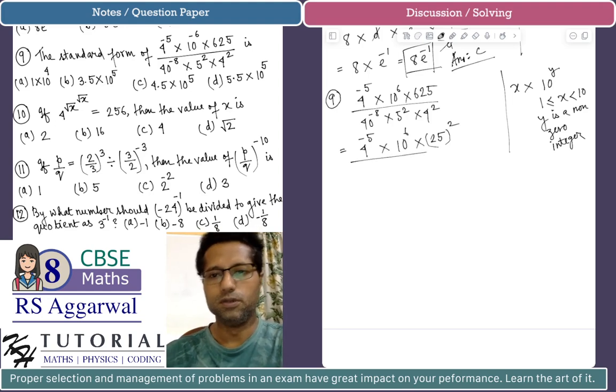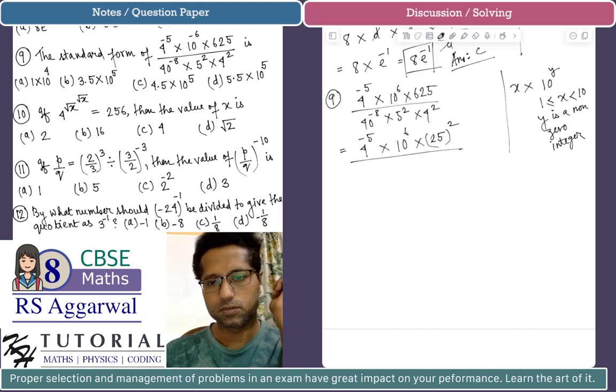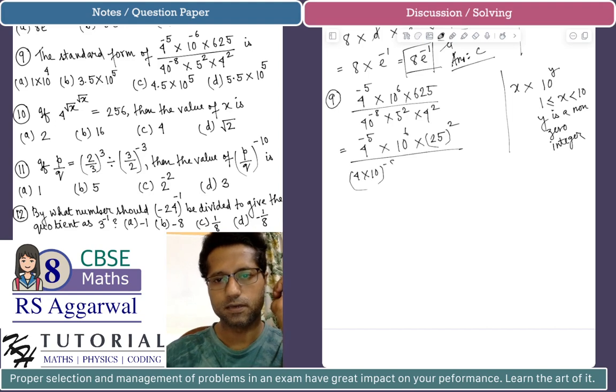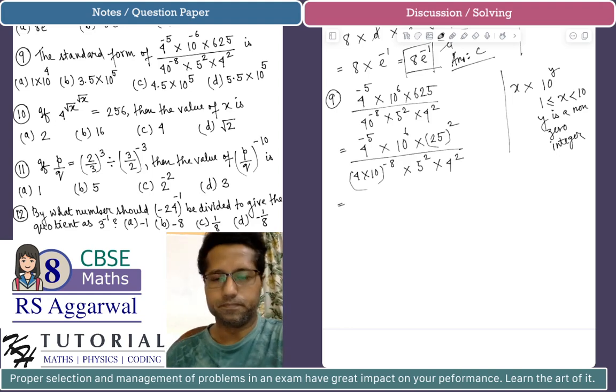Now the denominator, 40 raised to the power minus 8. Now 40, you can see that 40 can be written as 4 into 10. So this is (4 into 10) whole raised to the power minus 8, and we have 5 square multiplied by 4 square. Okay, now this is equal to 4 raised to the power minus 5 multiplied by 10 to the power 6.